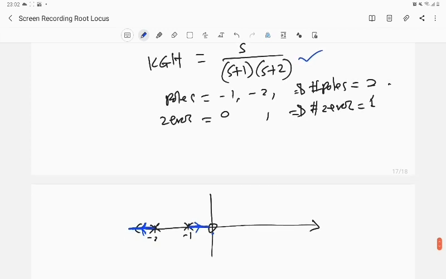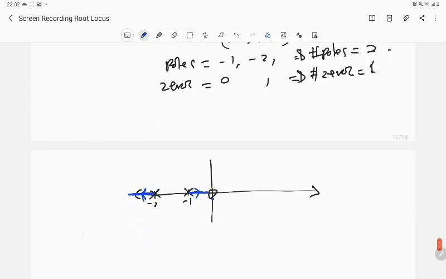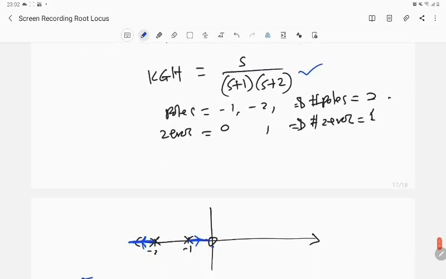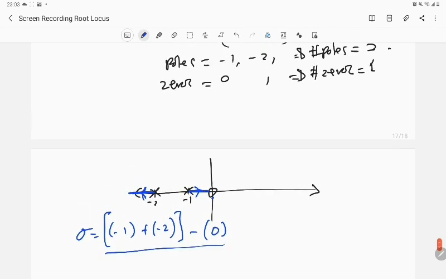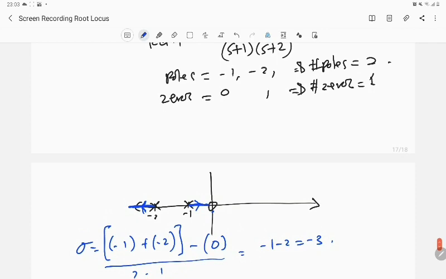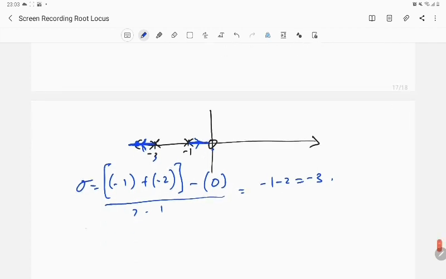Now, if it's going to end at infinity, then what line of asymptote is it going to pass on? Well, the centroid will be calculated as minus 1 plus minus 2, minus 0, all over 2 minus 1, and that is going to give us minus 1 minus 2, which is equal to minus 3. So, of course, it means the centroid is going to be somewhere here, minus 3.